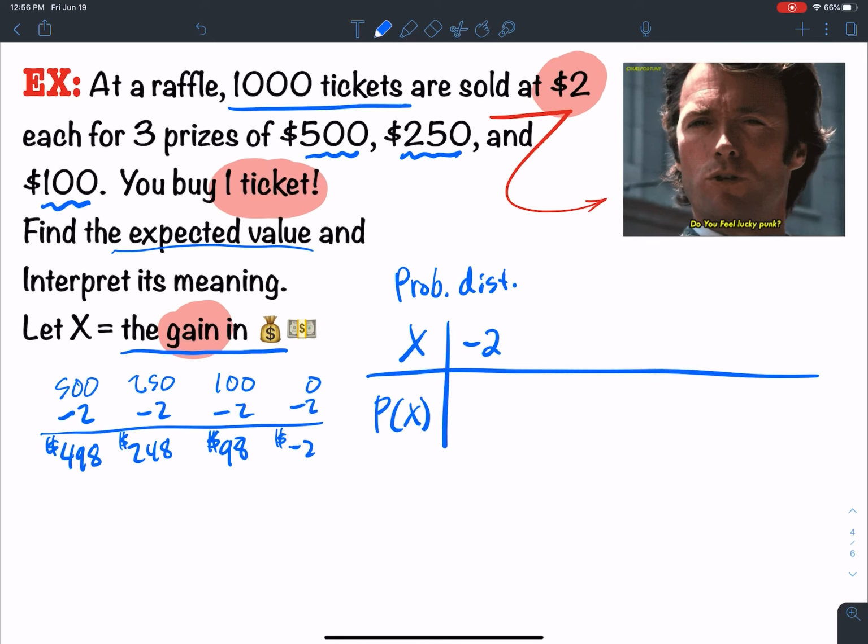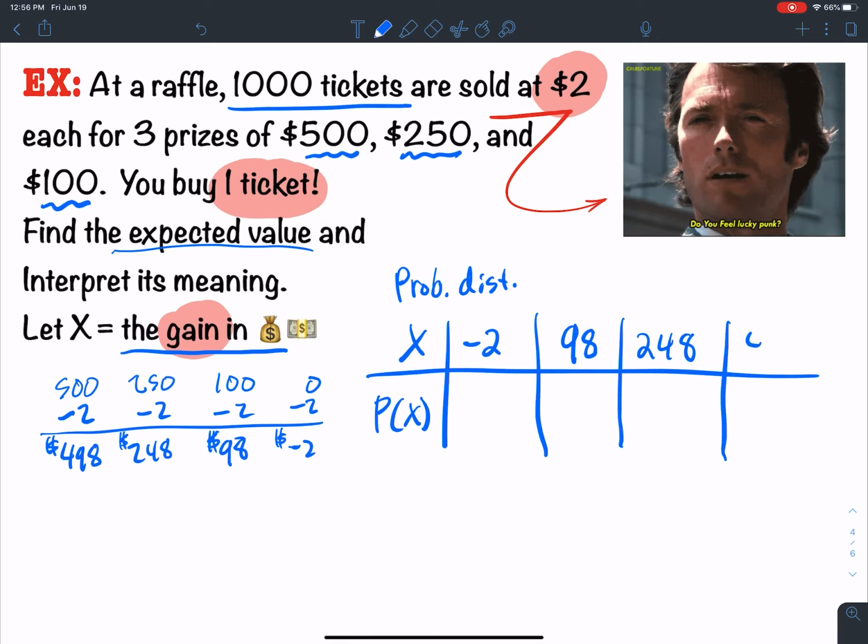So -2, 98, 248, and then 498. Those are the values for the gain, okay?